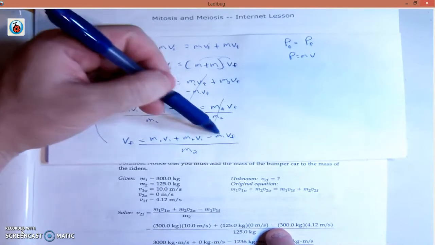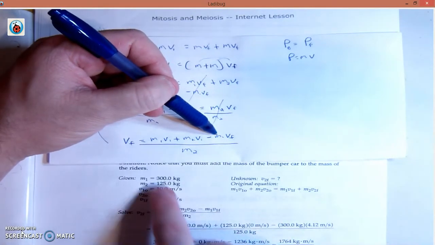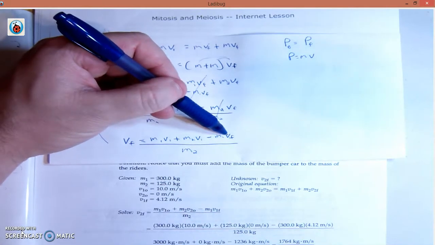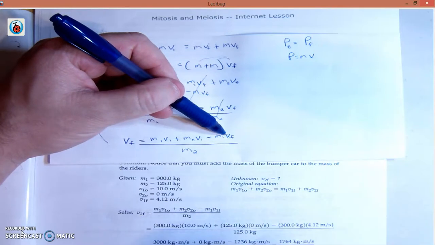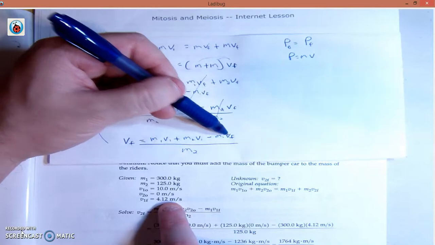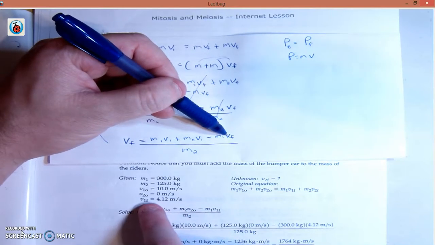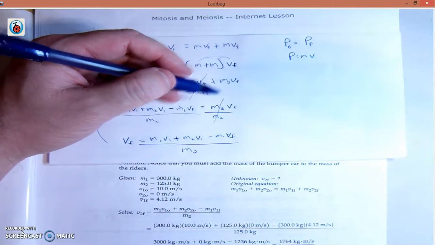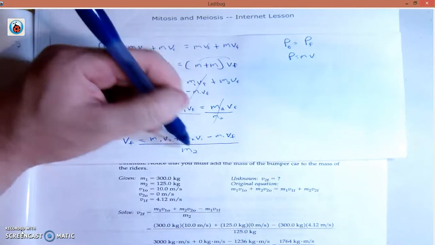Minus the mass of object 1, 300, so 300 was there, times the final velocity, which is 412. Final velocity here. And let's see. Divided by mass of object 2, 125.